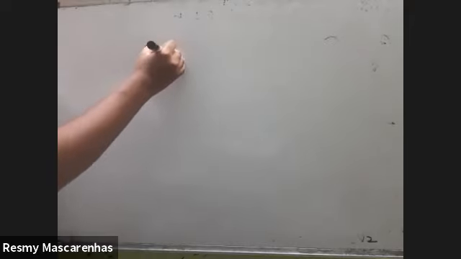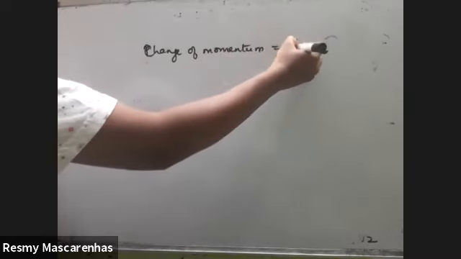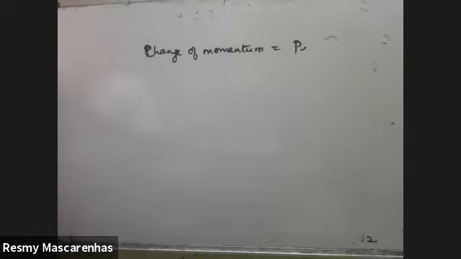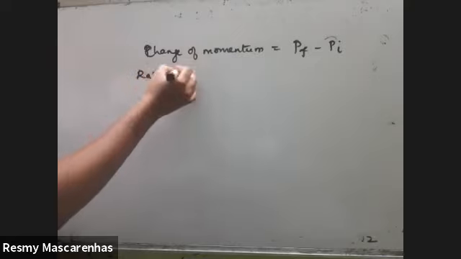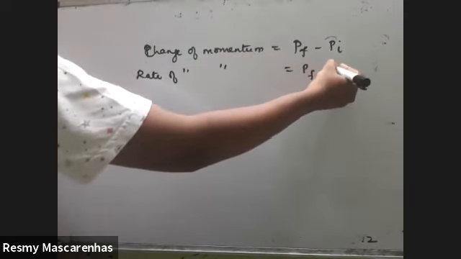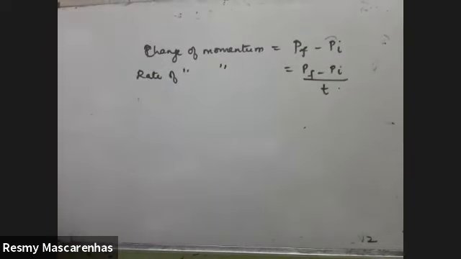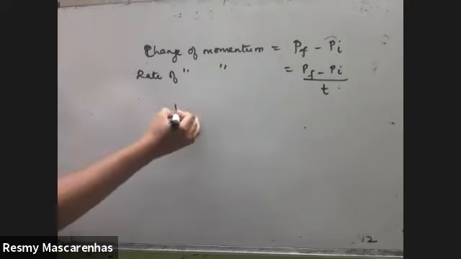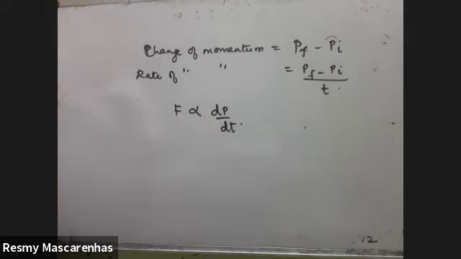So, change of momentum is always your final minus initial. Rate of change of momentum is nothing but Pf minus Pi upon t. Whenever the word rate is coming, it will be divided by a time. Force is always directly proportional to dp by dt.